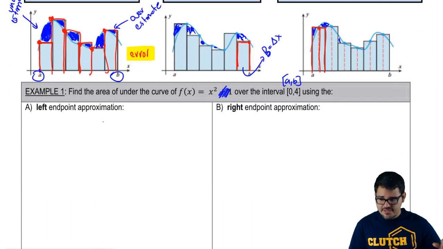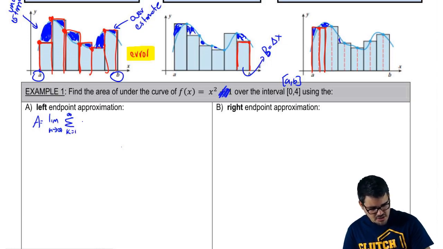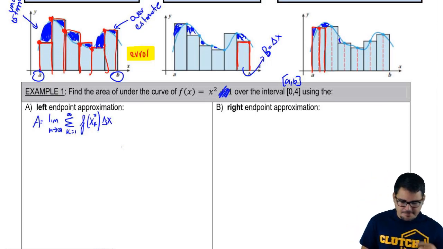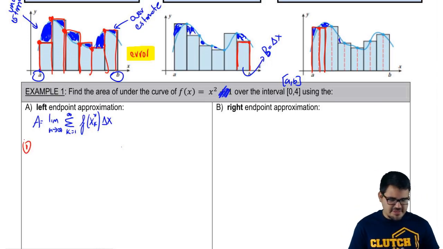And the way we're going to do that is by, first, we're going to write the actual formula. So the area is going to be equal to the limit as n approaches infinity of the summation starting at 1, ending at infinity, of f of x k star times delta x. Okay? And the first step that we're going to take to put all the pieces of this formula together is going to be finding delta x.